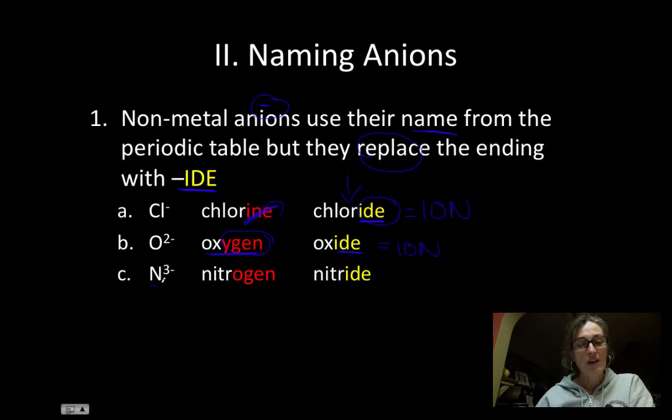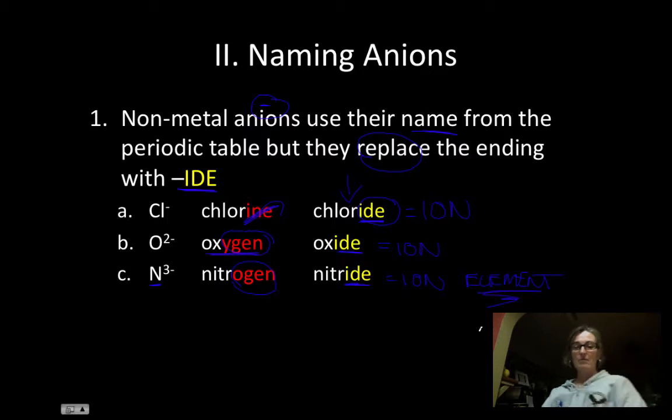Once again, we have nitrogen ions. And so I'm going to take off the -ogen ending of nitrogen and replace it with -ide. And so now it's going to be called nitride. So whenever I see an -ide ending, it means I am an ion, and we know what kind of element we are. We are nonmetals.